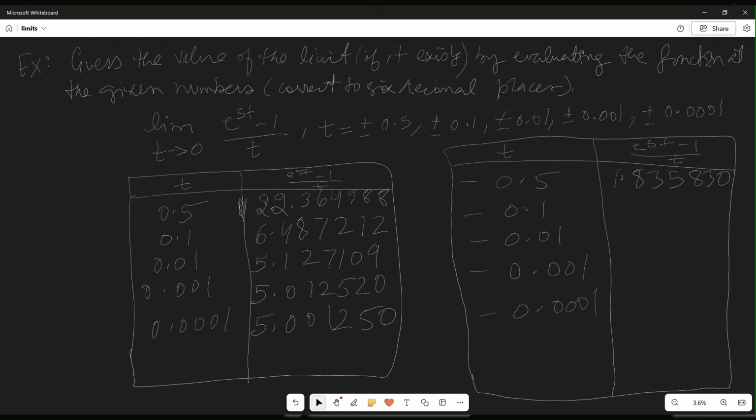And the next values are 3.934693, 4.877057, 4.975020, 4.998750.